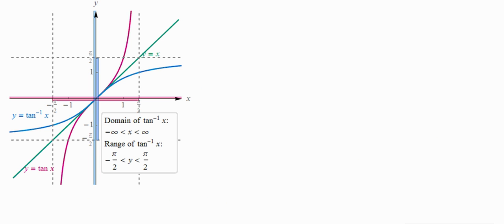I now look at my graph here for tangent. I have the domain of tangent inverse, and the range of tangent inverse. Notice though, remember, our domain is now not restricted, but our range is now restricted. Remember, the domain and range switch, and I have these graphs.